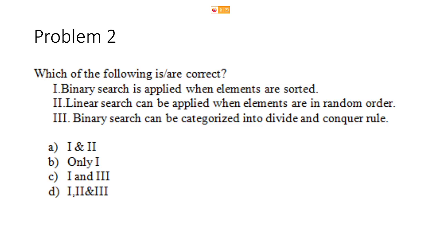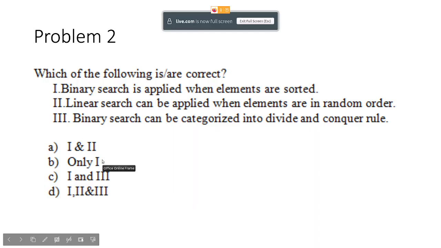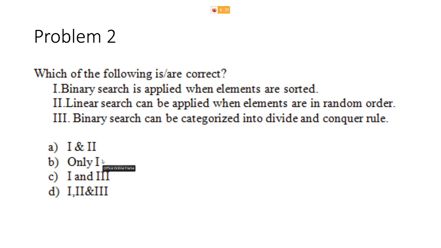So let's move on to the next question. Which of the following is or are correct? First, binary search is applied when elements are sorted. Second, linear search can be applied when elements are in random order. And third, binary search can be categorized into the divide and conquer group. So which of the following options?